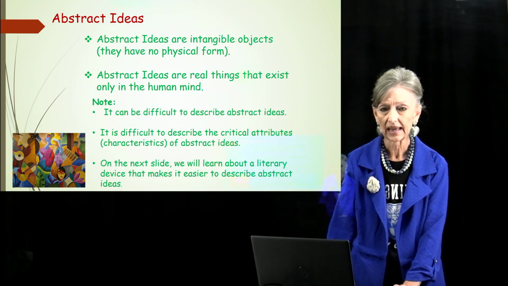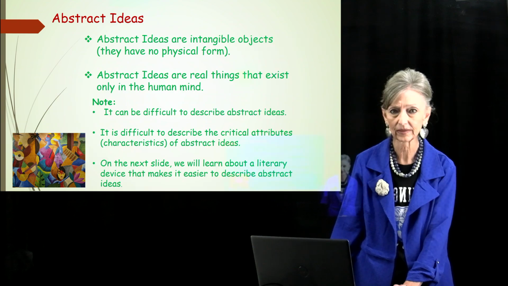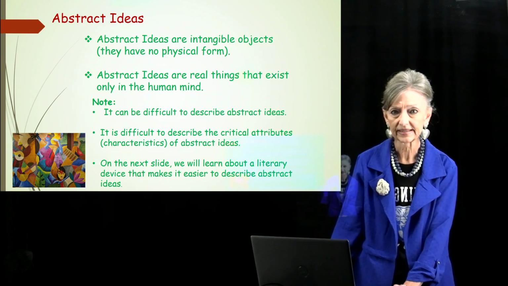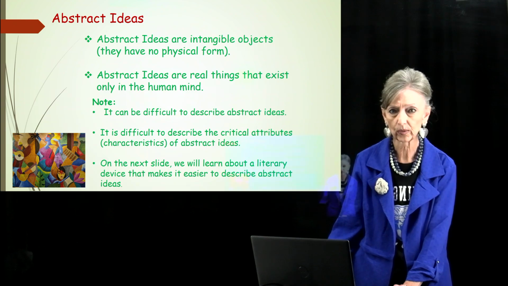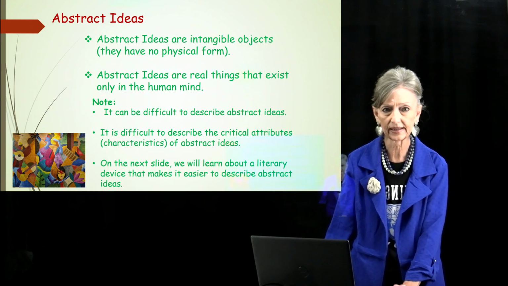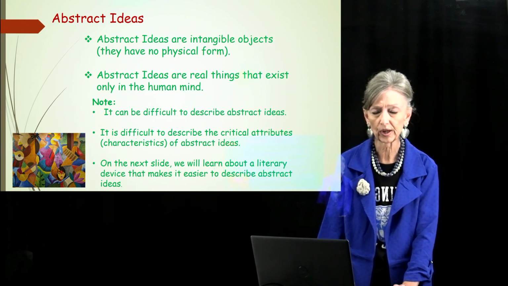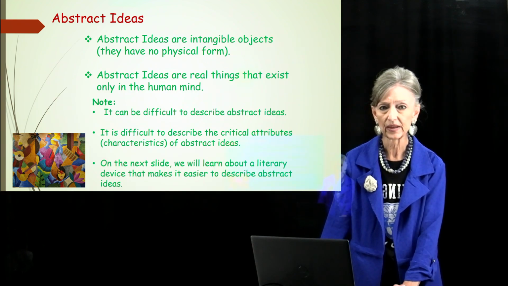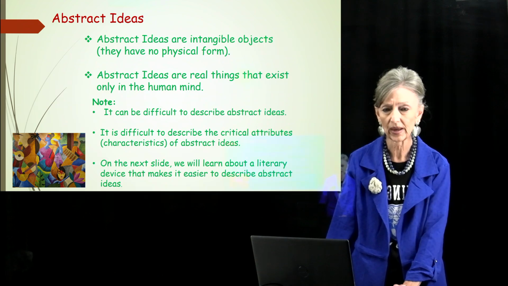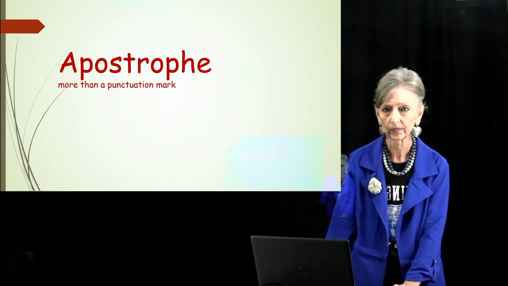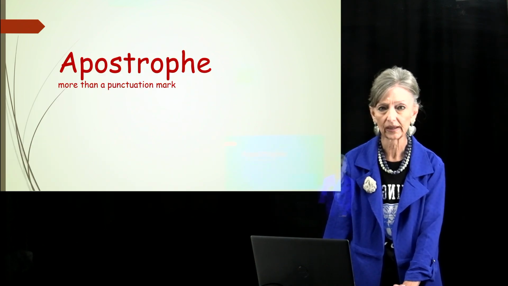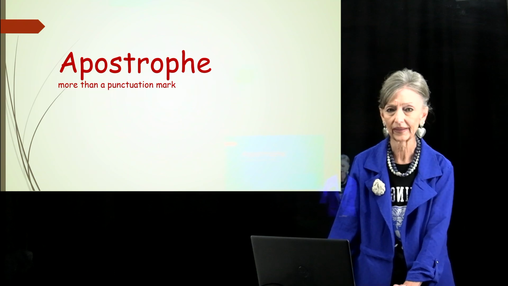Take a note. It can be difficult to describe abstract ideas. It is difficult to describe the critical attributes, the characteristics of abstract ideas, because we can't see them. On the next slide, we will learn about a literary device that makes it easier to describe abstract ideas. Apostrophe can be more than a punctuation mark.